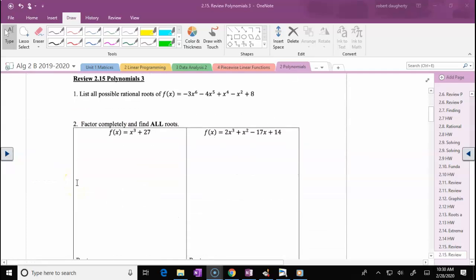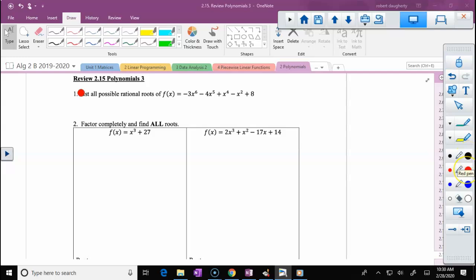Okay, guys, this is our review for the unit test on polynomials. So keep in mind, it's the biggest unit of the year. We've already been quizzed twice on this unit. So if you look at this unit, what did we have in this unit?